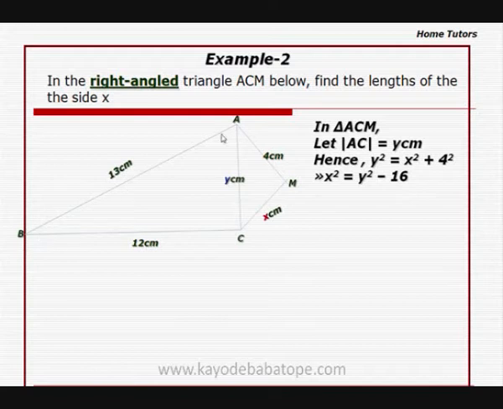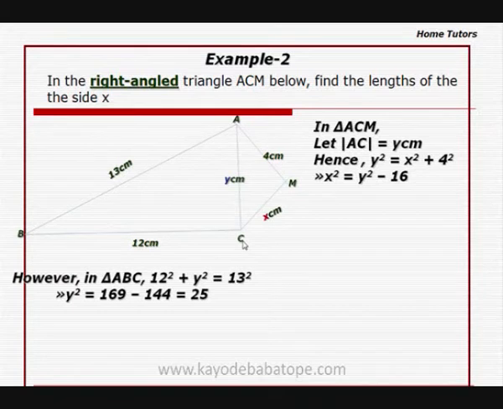In the diagram on the screen, you find that there is another right-angled triangle, which is the right-angled triangle ABC. Considering the right-angled triangle ABC and applying Pythagoras, you will have 12 squared plus y squared must be equal to 13 squared.